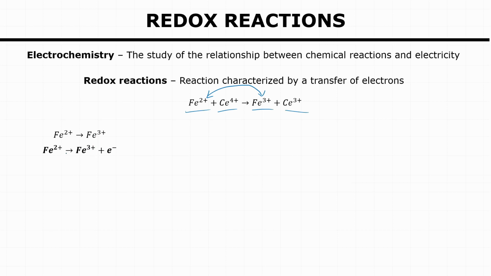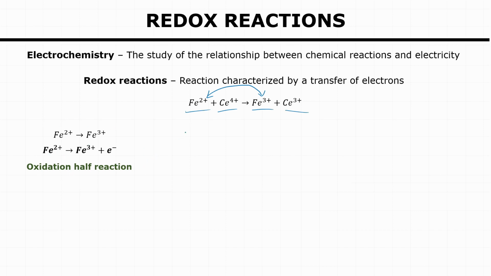And so this half reaction is known as the oxidation half reaction. In the oxidation half reaction, electrons are produced, and this is going to be half of a redox reaction. So iron is going from 2 plus to 3 plus, so oxidation reactions involve the charge increasing.